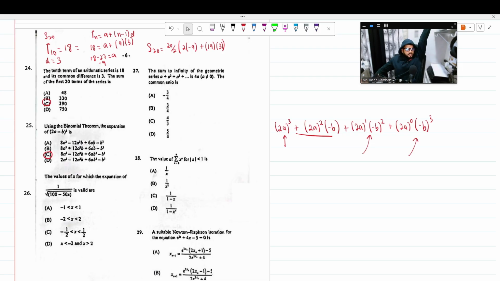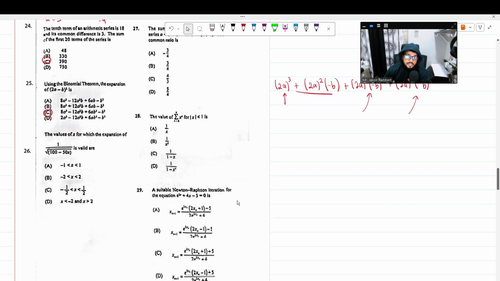The values of x for which the expansion is valid. So we did this question already. I believe it was minus a half less than x less than a half. I can't remember. Let me check it over and see.